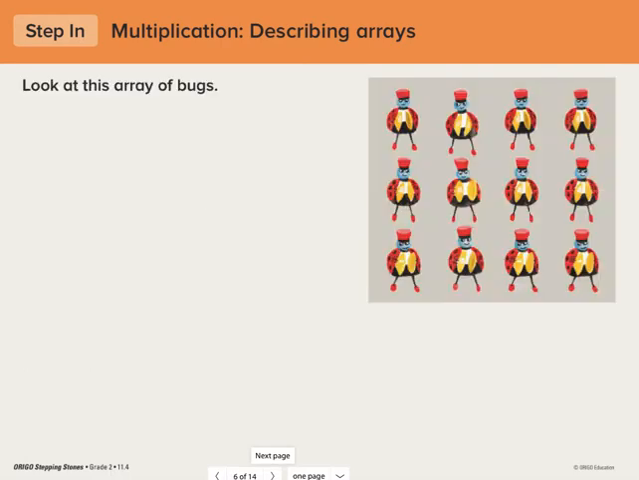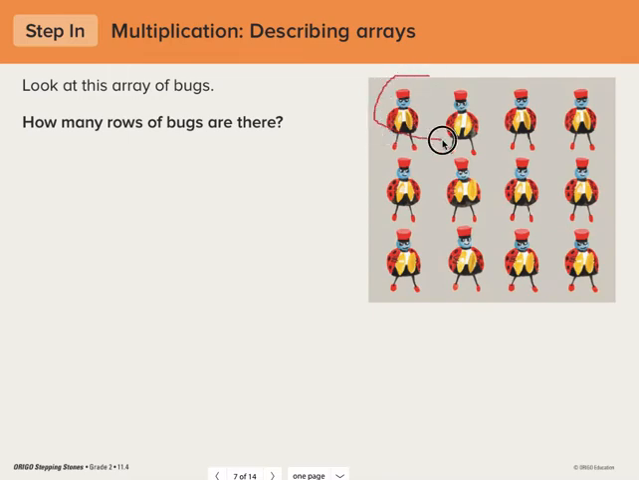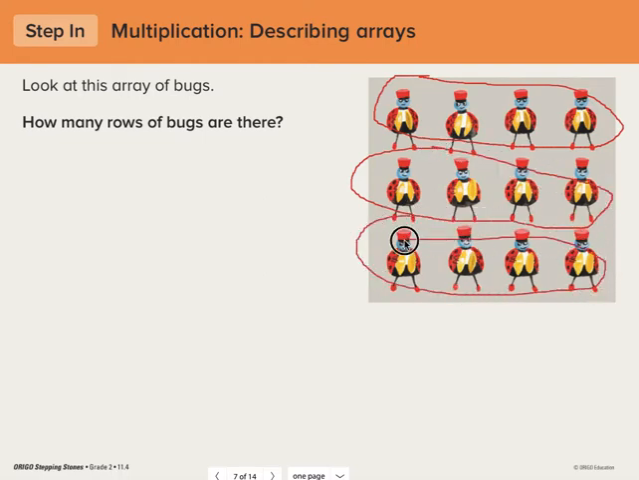So now we're going to get to the section in your journal pages. It says, look at this array of bugs. So we know that these bugs are the same number in each row and column. How many rows of bugs are there? Take a second, count how many rows there are. One row, two rows, and three rows because rows are side to side. So there are three rows.